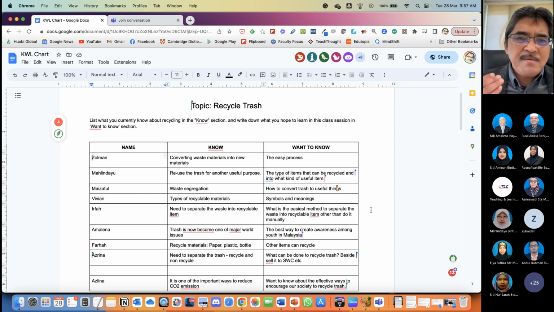So dia tak boleh develop keyakinan diri tau. Sebab kita tak galakkan dia orang develop that self-confidence dengan aktiviti-aktiviti seperti ini.